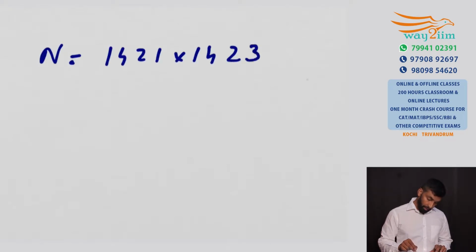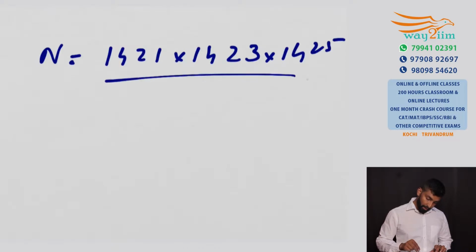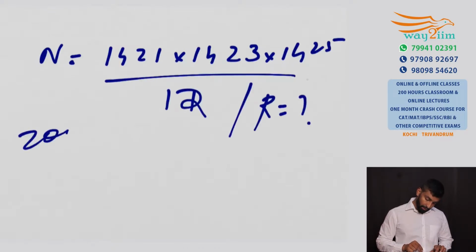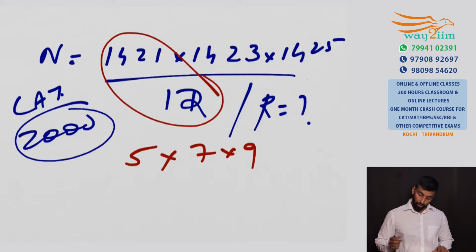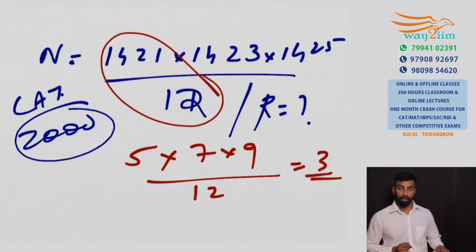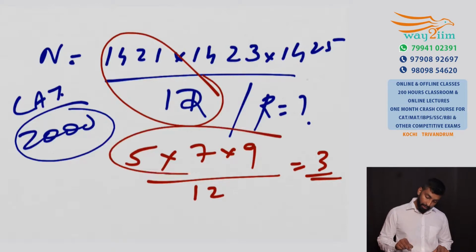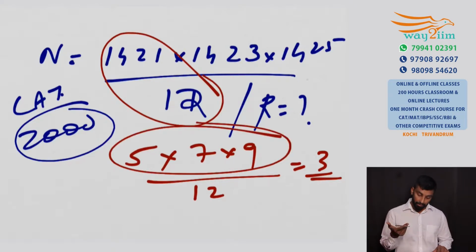Okay, what is the remainder if n is equal to 1421 into 1423 into 1425 divided by 12? This is a CAT 2000 question. Your answer is to find the individual remainders, right? 5 into 7 into 9. I know this is greater than 12, so divide by 12 again, you get 3 as the remainder. So your actual remainder depends on the product of individual remainders. If it is greater than 12, divide by 12 again and see what is the remainder, right?